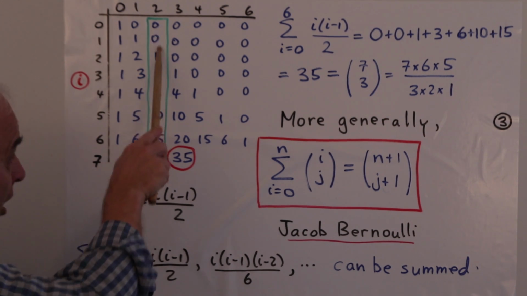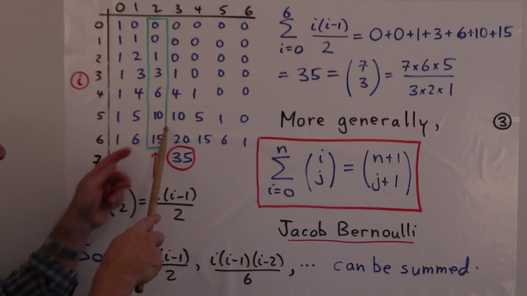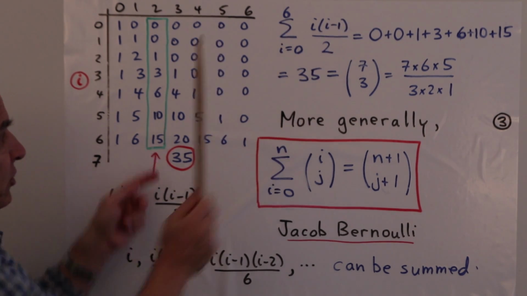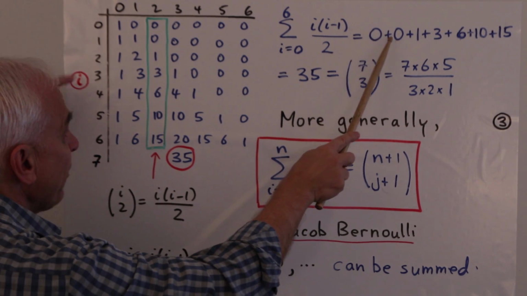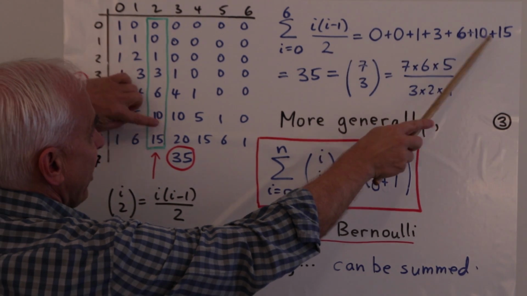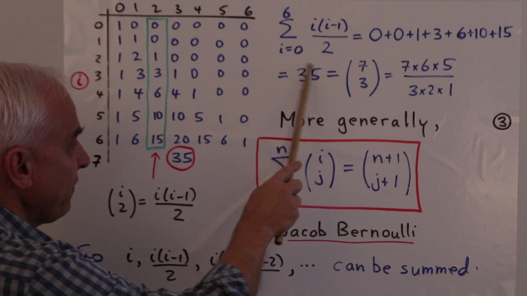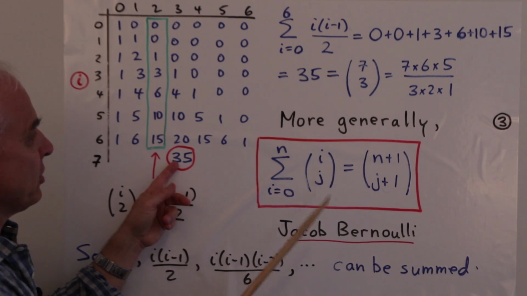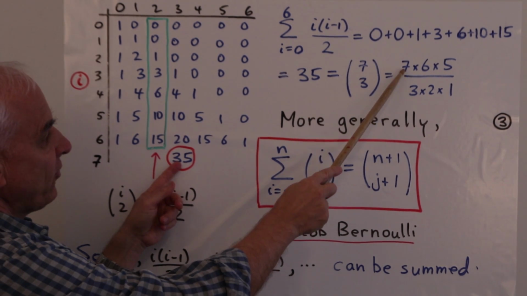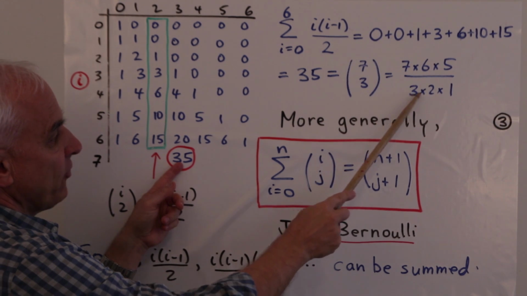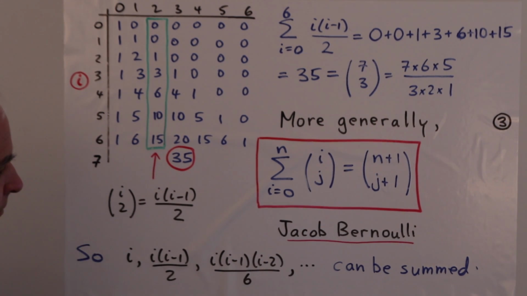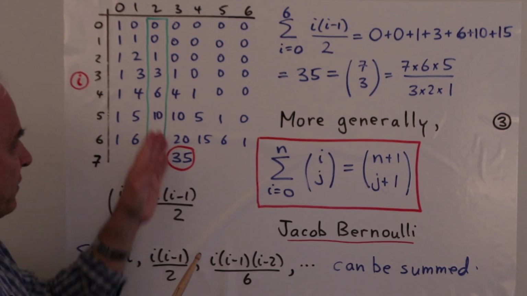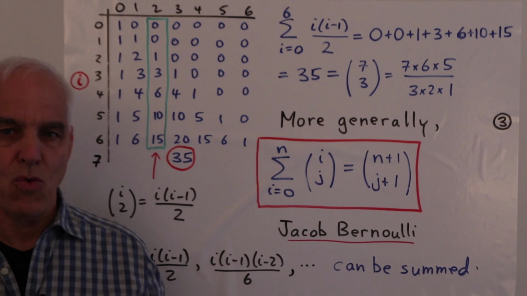Now suppose we are interested in summing this column, say the sum from i equals 0 to 6 of i times (i minus 1) over 2. In other words, we're adding 0 plus 1 plus 3 plus 6 plus 10 plus 15. That is 35. And it turns out that that is indeed 7 choose 3, which is this entry here, which is 35, or 7 times 6 times 5 over 3 times 2 times 1. And more generally, this phenomenon occurs for any one of these columns, and I want to explain to you why.